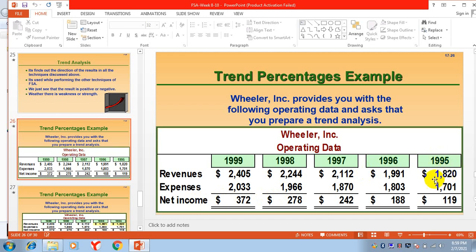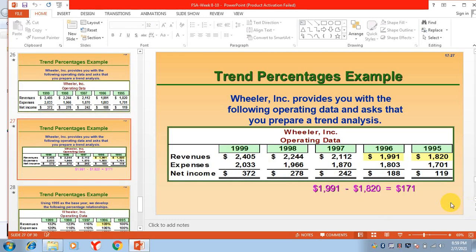In 1995, revenues are 1,820 and expenses are 1,701. The difference between these two, that is net income, is 119. In 1996, 1,991 and 1,803, so the result is 188. That is the net income. Then 242, then the next is 278, then the next is 372. Now we will find the trend analysis.